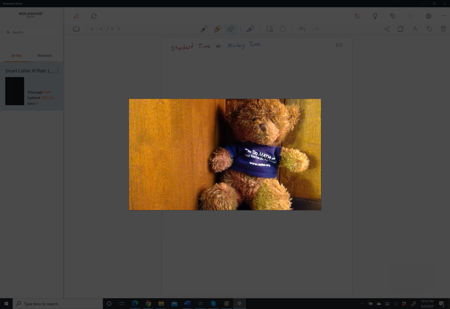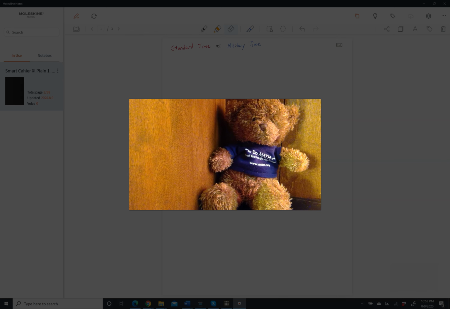So today we're going to be talking about standard time versus military time. Standard time is based on a 12-hour clock. So we have 12 a.m., 1 a.m., 2 a.m., 3 a.m., all the way to 11 a.m., and we even go to 11:59 a.m. And then we start over again. So we go to 12 p.m., 1 p.m., 2 p.m., 3 p.m., and all the way to 11:59 p.m. So we start the clock over again every 12 hours.